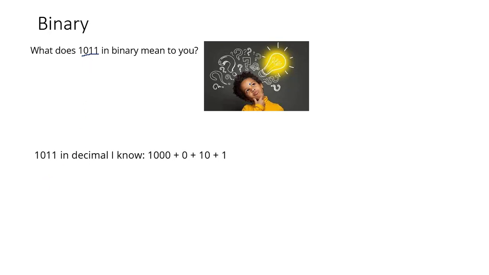So after thinking, I know that this is how in the decimal, right? 1000 plus 0 plus 10 plus 1. How does it come in decimal? Because this is the 0th position, this is the first position, this is the second position, this is the third position. Here the multiplier is 0, so it becomes 0. Here the multiplier is 1, so it's 10, and it's 1, right? So this is nothing but 1011.